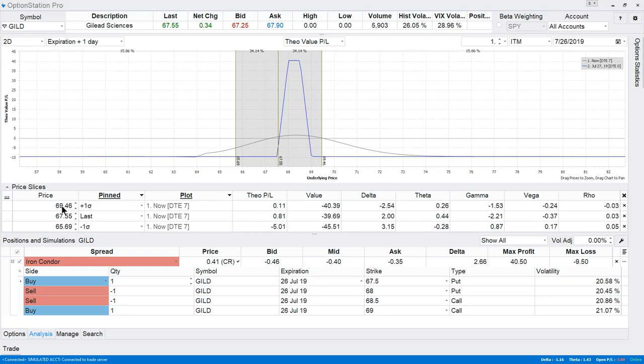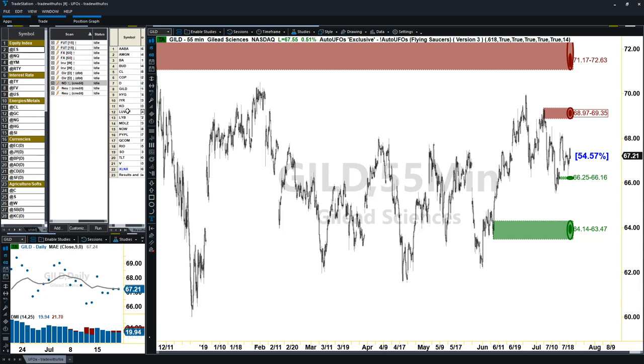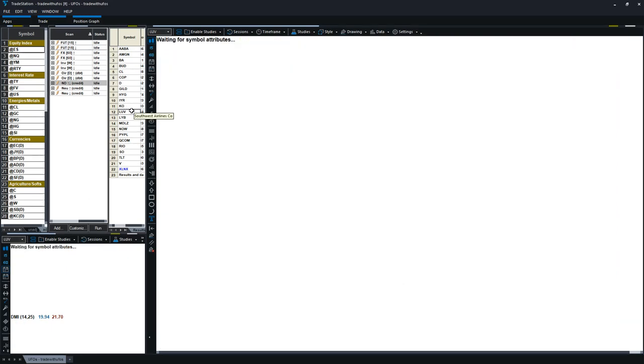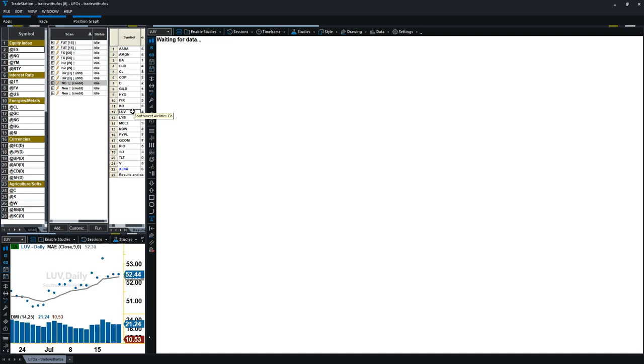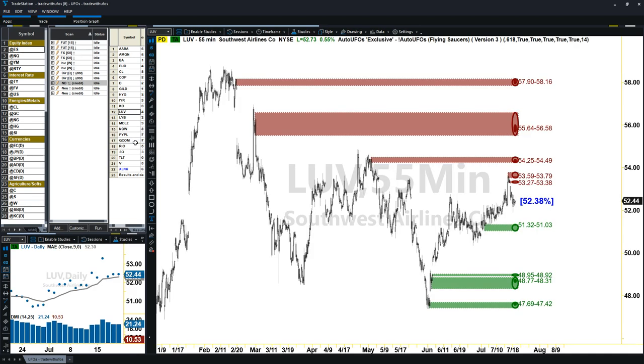Very good. So then we're gonna move to the next one, okay? And the next one I would like to assess, okay? I'm gonna look at Southwest Airlines. Qualcomm is another one I would like to check.